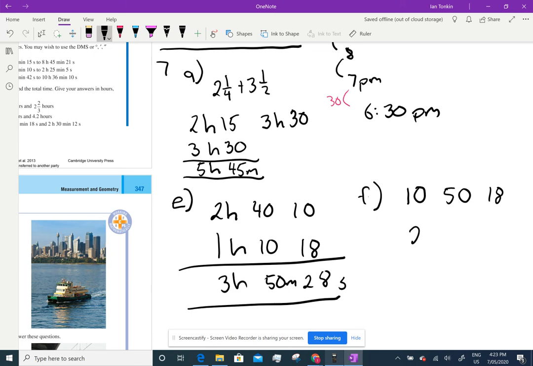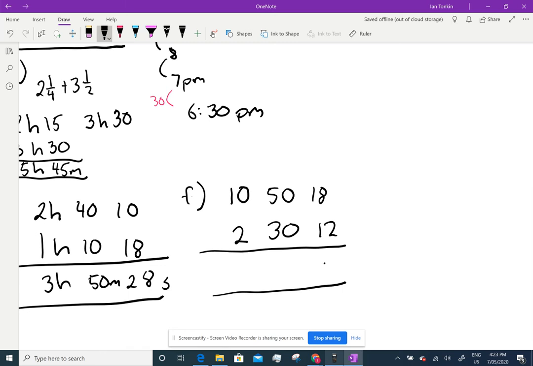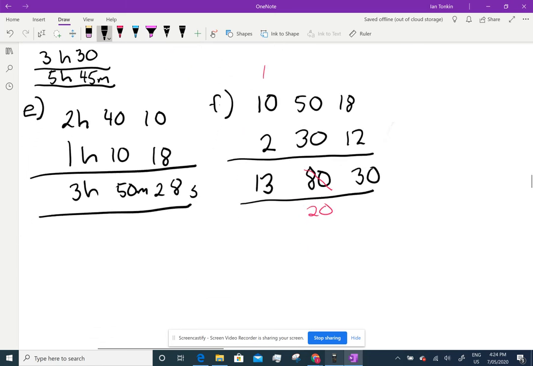And I've got 2 hours, 30 minutes, this is going to be hard, and 12 seconds. So when I add these together, watch what happens. 18 and 12, well, that's 30. That doesn't go above 60, so I've got 30 seconds. But 30 and 50 takes me to 80. Well, I can't have 80, so I take 60, which leaves me with 20, and I'll put 1 up there. And that'll give me 1 plus 10 plus 2. That'll give me 13. 13 hours, 20 minutes and 30 seconds.